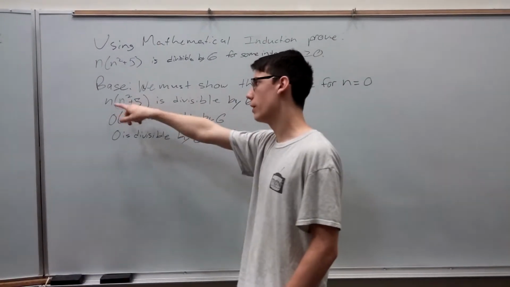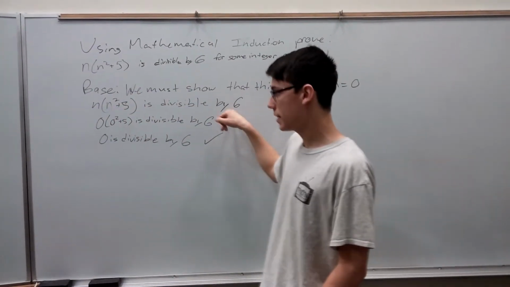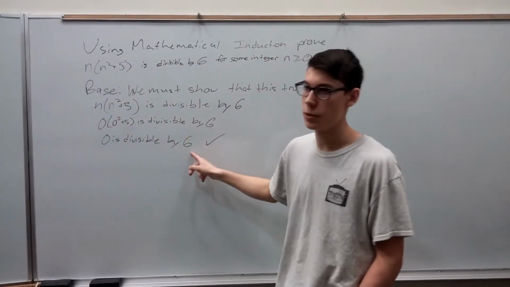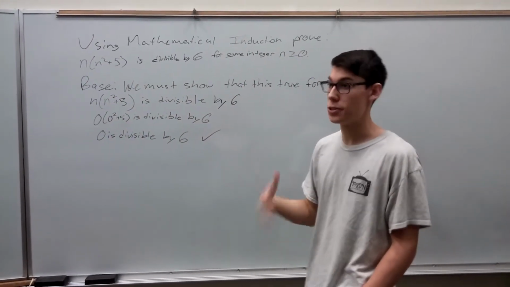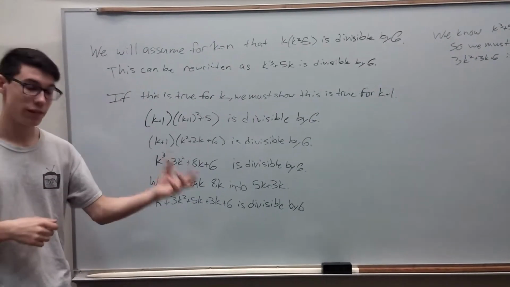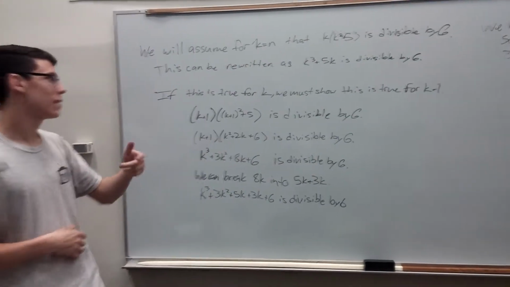So we just come over here, and then n times n squared plus 5 is divisible by 6. And then you just substitute in the 0, and 0 is divisible by 6 because 0 over 6 is just 0. All right, so now that we proved that for the base, 0 is divisible by 6, we can move on to the next step of the process.